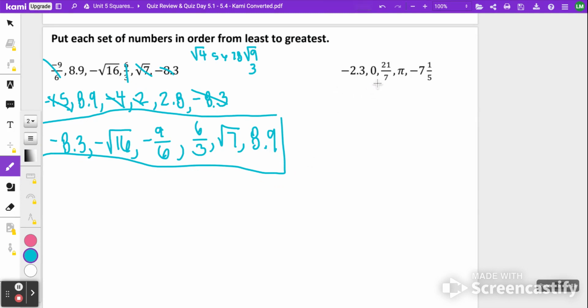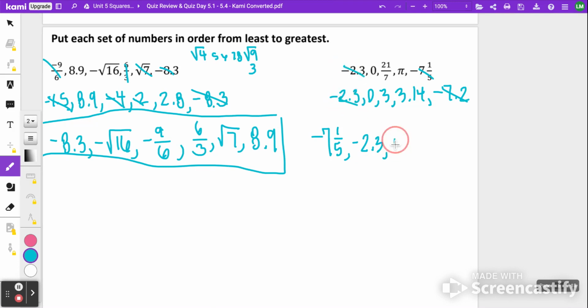Next up, ones I need to change. Negative 2.3 is good. 0 is good. 21 over 7 is equal to 3. Pi is 3.14. And negative 7 1/5 is negative 7.2. Again, starting with my negatives, biggest negative is 7 1/5, so that'll be first. Then I've got negative 2.3. Then 0. And then 21/7 and pi. Cool.